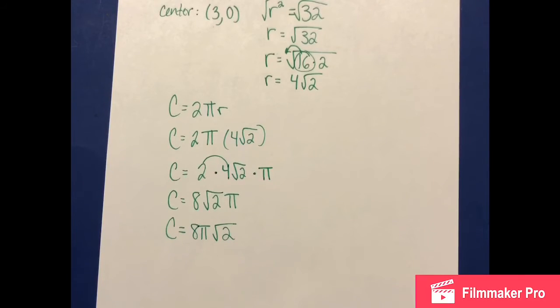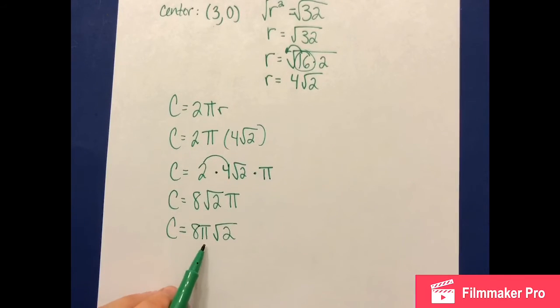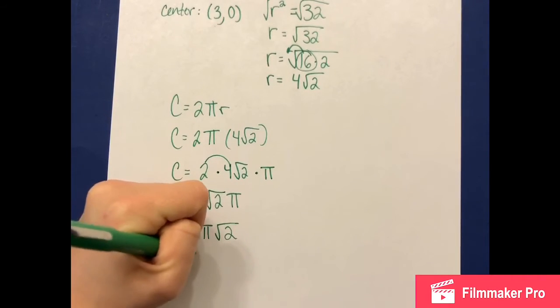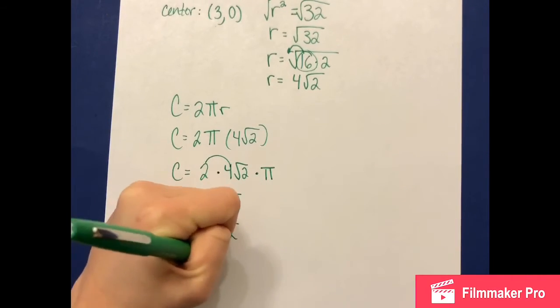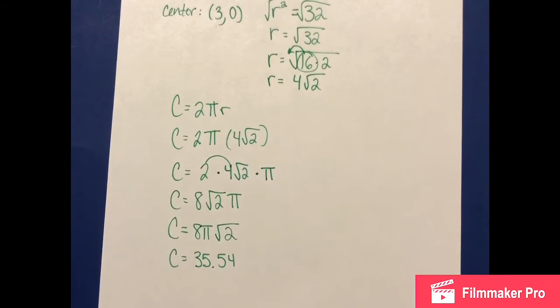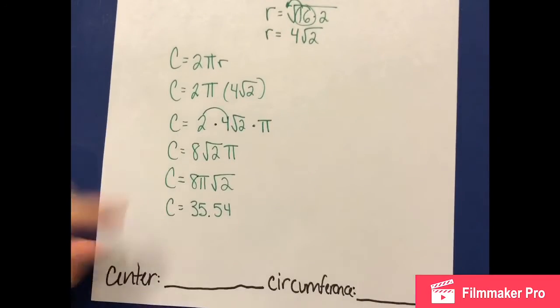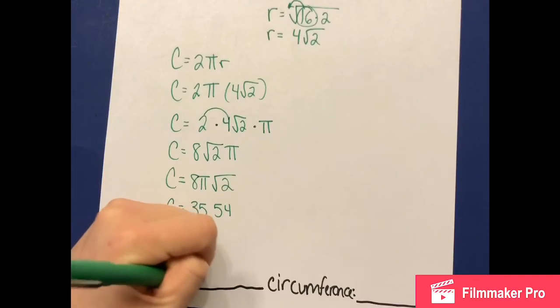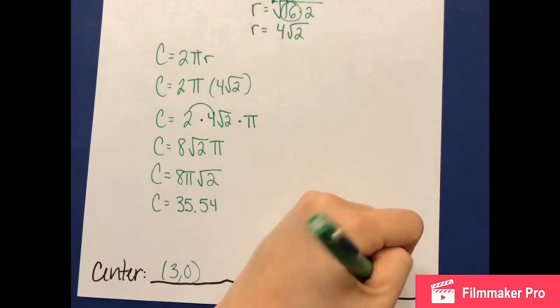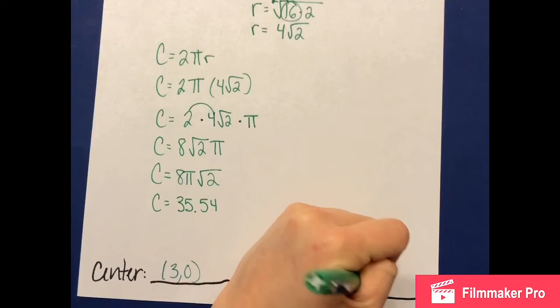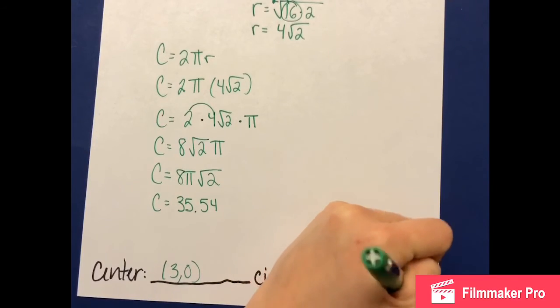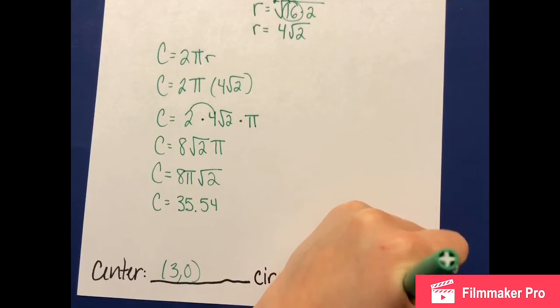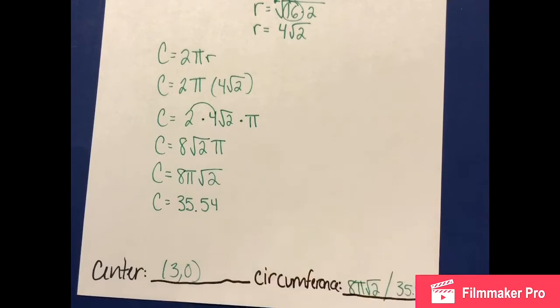So let's plug that into our calculator. 8 times pi times radical 2, giving us C equals 35.54. I'm going to put my answers down at the bottom. My center is 3, 0. My circumference is two answers. We got 8 pi square root of 2 and 35.54. Yes, you do need to have both of those answers. Okay?